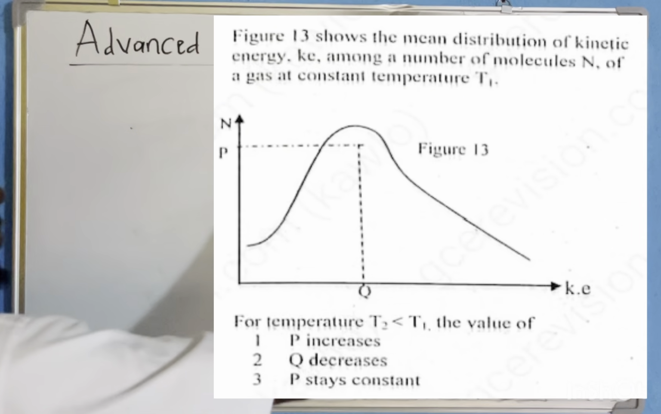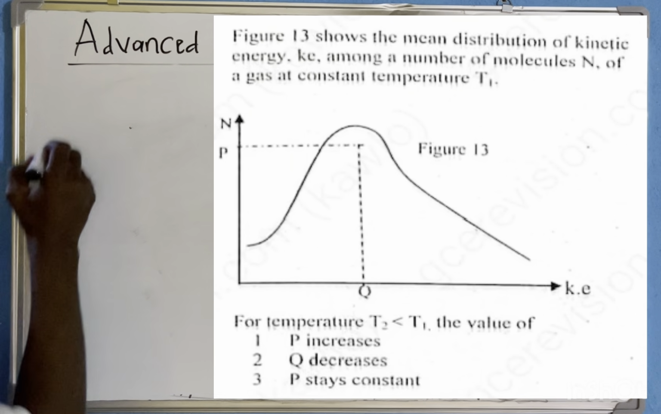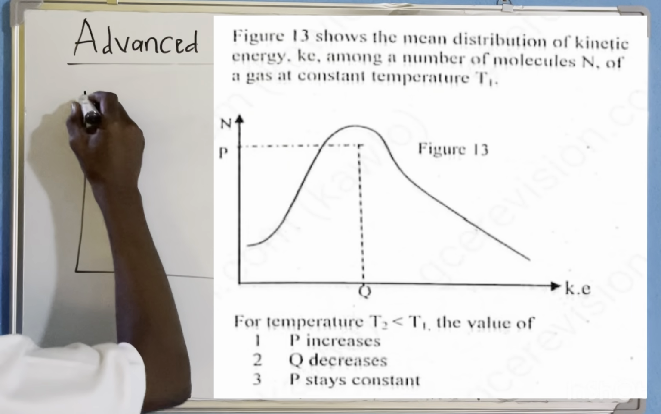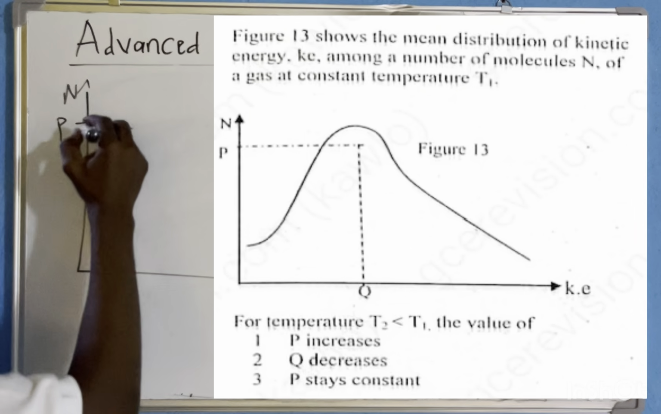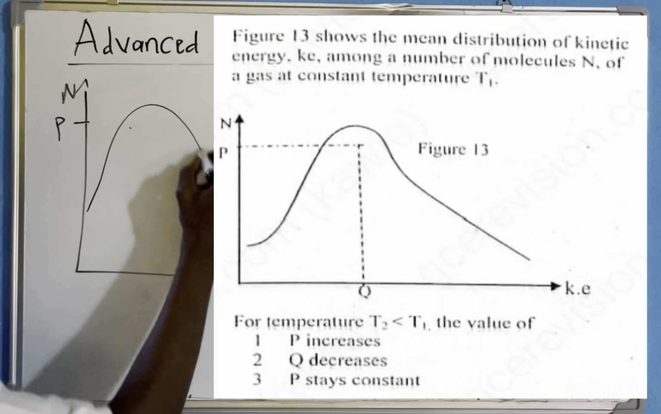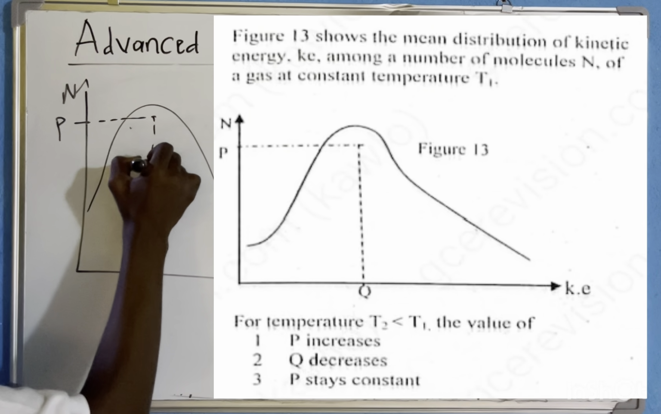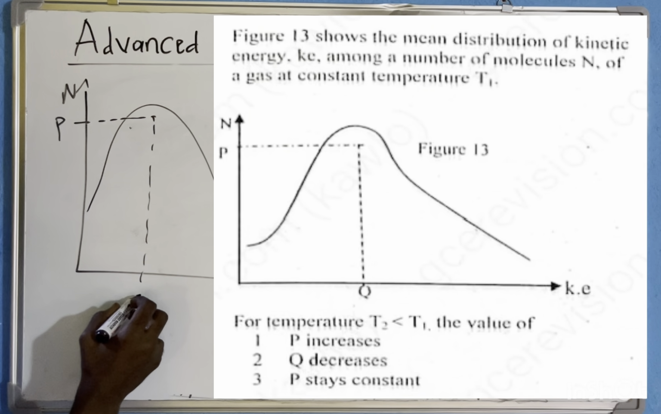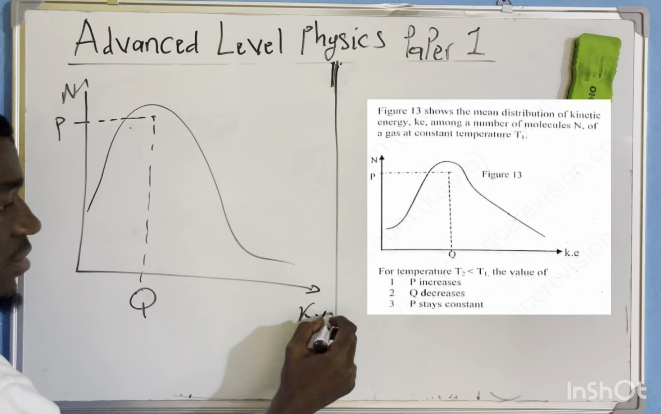Okay, the next question. Figure 13 shows the distribution of kinetic energy among a number N of molecules of a gas at constant temperature. It means that the temperature is constant, and I want to measure. So we have P number of molecules in a gas. We have something like this. For P number of molecules, we have a certain kinetic energy.